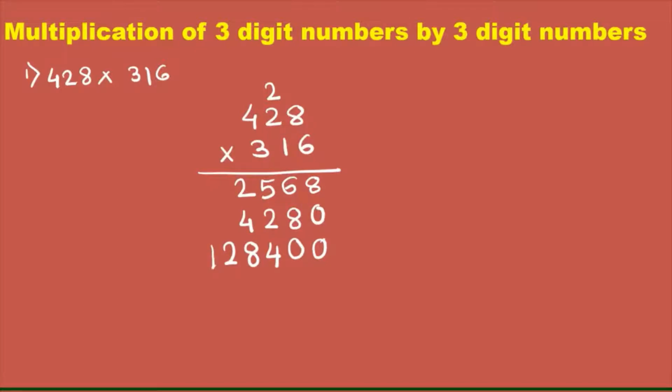Now add all these up. 8 plus 0 is 8. 6 plus 8 is 14. And 5 plus 2 is 7, 7 plus 4 is 11, and 11 plus this one is 12. Now 2 plus 4 is 6, 6 plus 8 is 14, plus 1 is 15. Now 2 plus 1 is 3, and 1 will be like that. So we have our answer, which is 135,248.